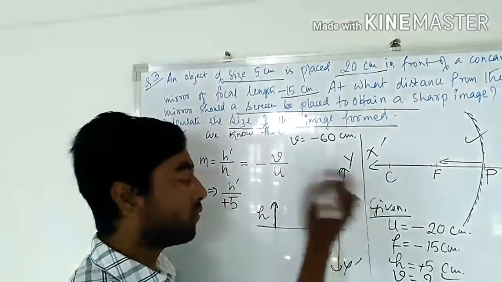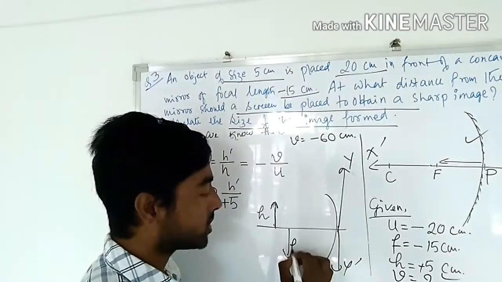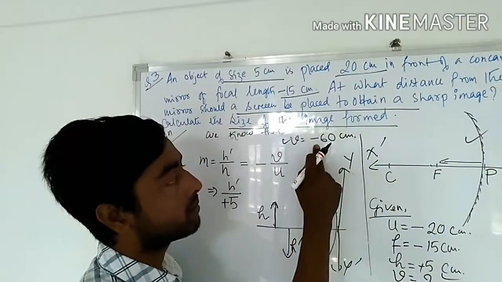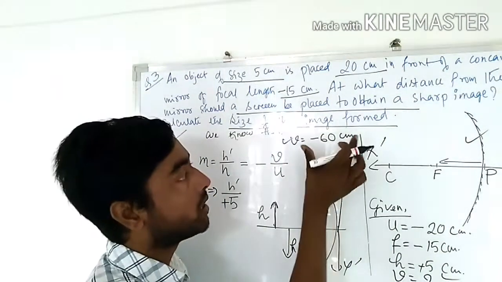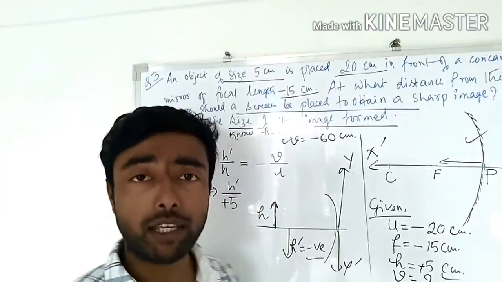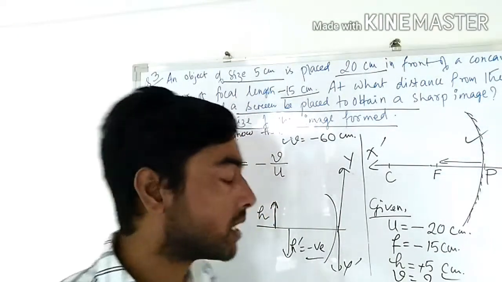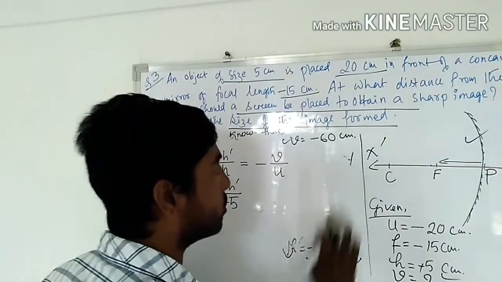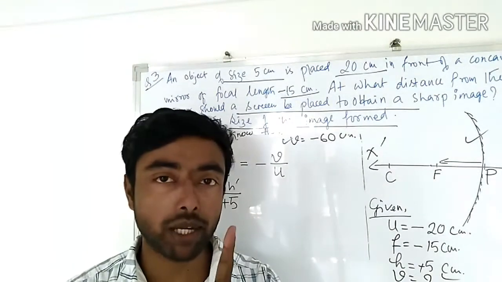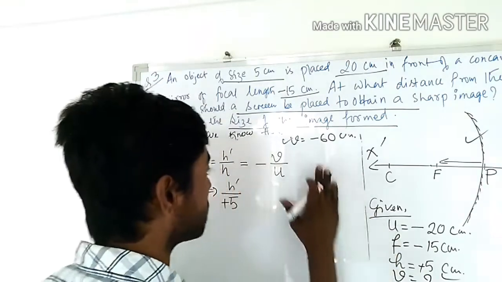If the image is real and inverted, you will get h dash negative. And you have got the V value negative, minus 60 centimeter. That means your image will be in front of the mirror. And if the image is in front of the mirror, it was real and inverted. That means you need to find out the h dash value, and the h dash value should also come negative. If it is not coming negative, then you have to make sure that somewhere you have made some mistake.